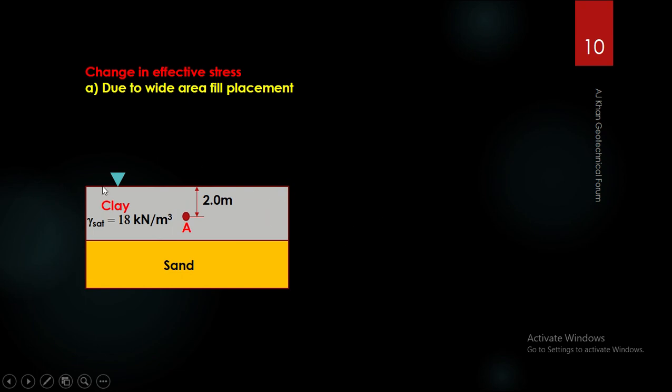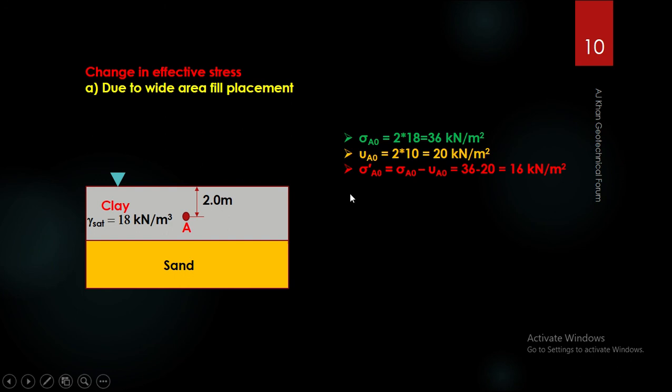In this scenario, the total stress will be 2 times 18, that is 36. That is the initial scenario. That is why we are saying sigma subscript A naught. And the pore water stress in this initial scenario is 2 times 10, which is 20. And the effective stress at point A is, of course, 36 minus 20, that is 16 kilonewton per meter square.